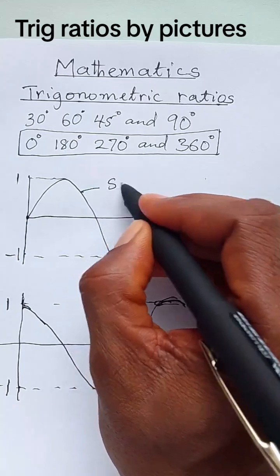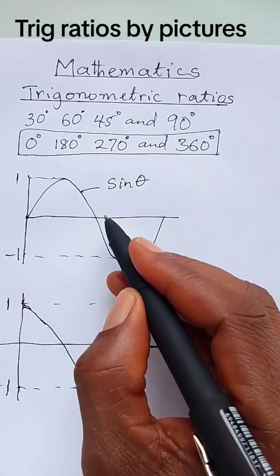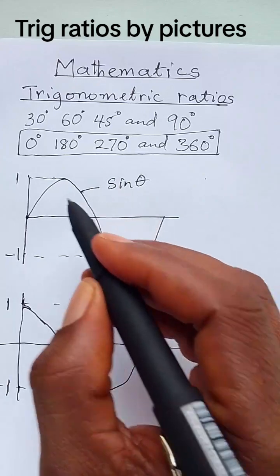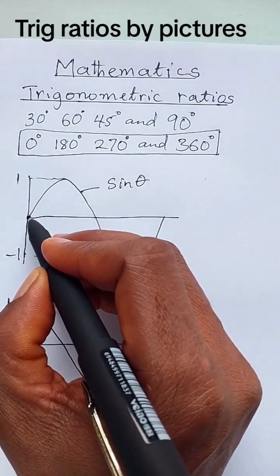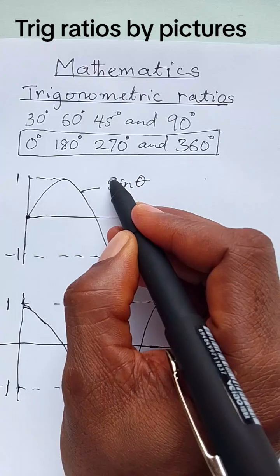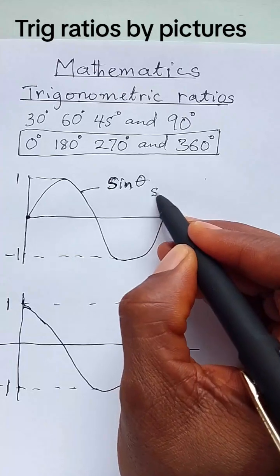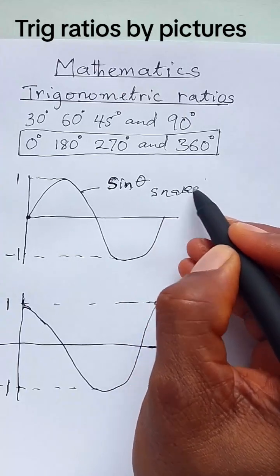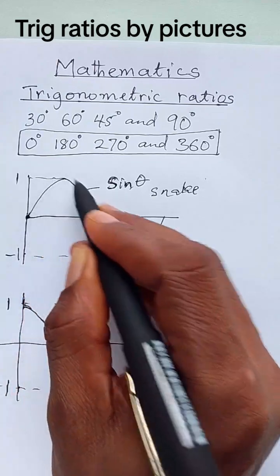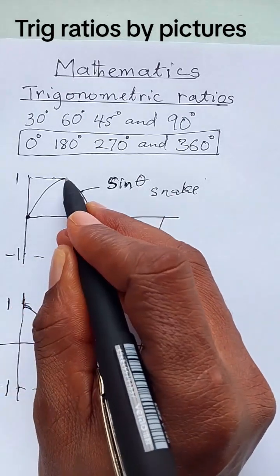This is my sine graph, the graph of sine theta. How will you know that this is the graph of sine theta? It is the graph of sine theta because it begins from the ground. So what about it? If it begins from the ground, associate this S in your sine as snake. Snake crawls on the ground. So if snake crawls on the ground, your sine theta graph should begin from the ground.